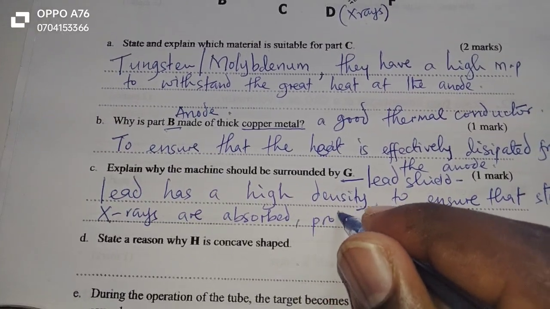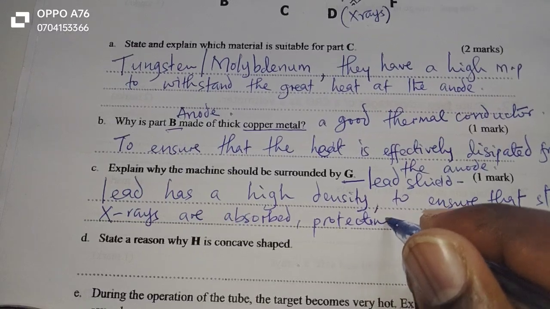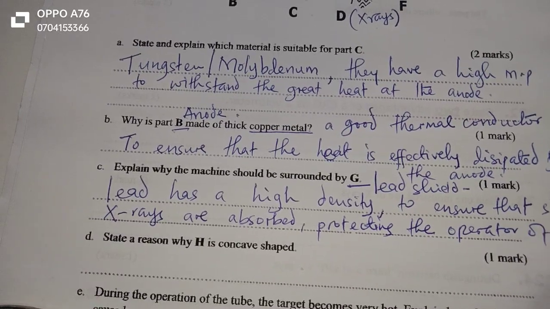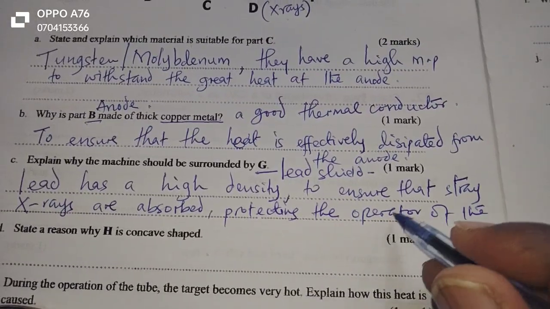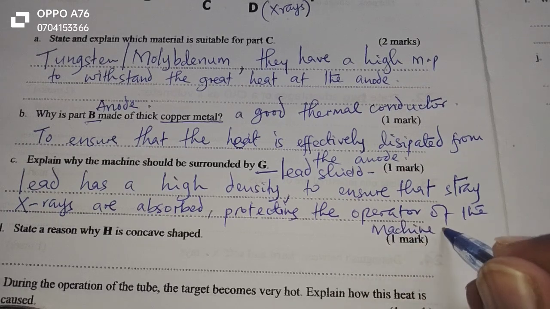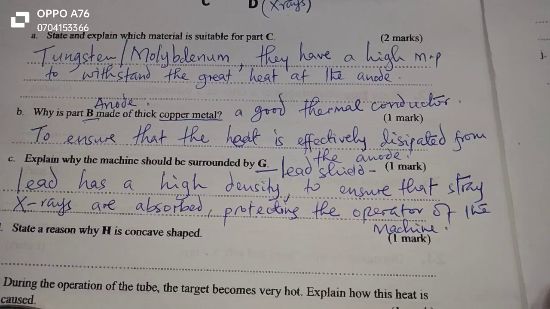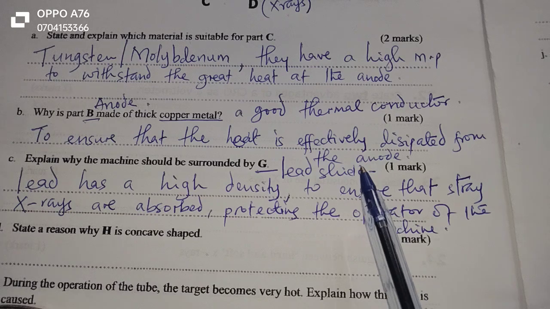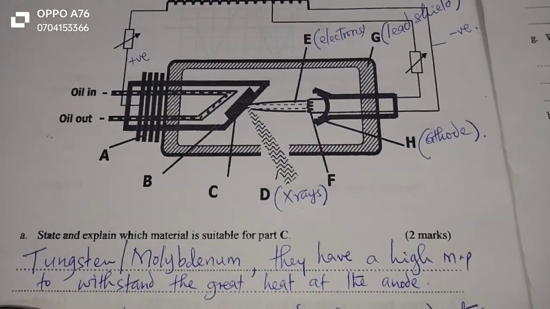And this is to protect the operator of the machine here. So the person operating this machine is going to be safeguarded because lead is a material of high density. Remember, X-rays have a penetration power, but they can be stopped. They can penetrate very many substances, very many materials, but they get stopped by thick lead. Therefore, lead will stop any beam of X-rays which is not produced through the window.